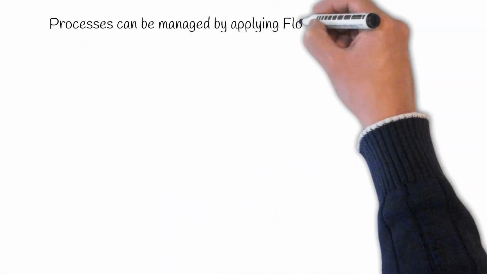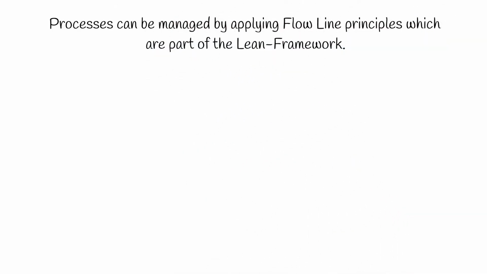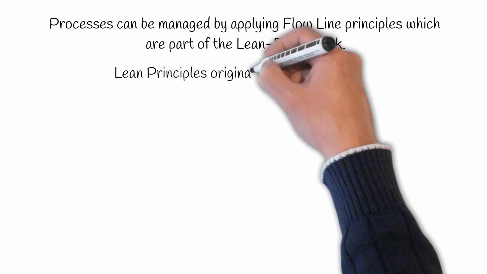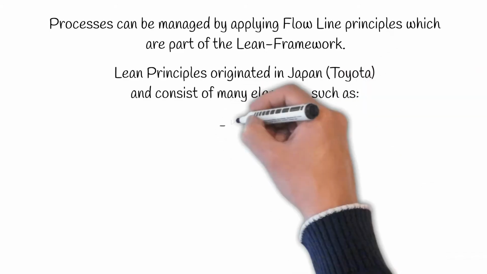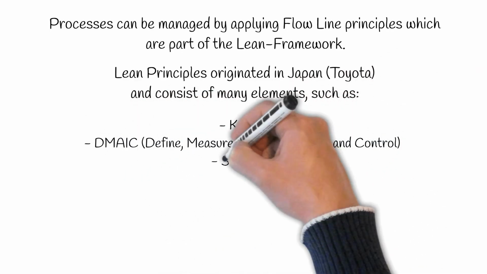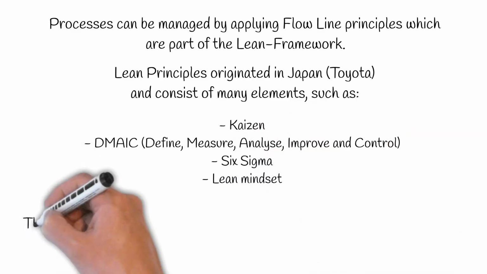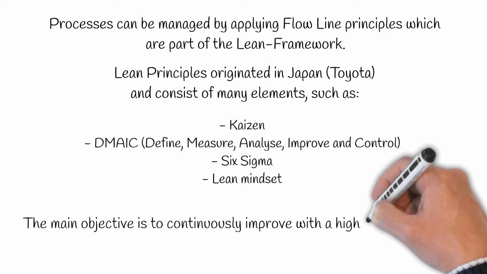Let's move on to flowline principles. Processes can be managed by applying flowline principles, which are part of the Lean framework. Lean principles originated in Japan with Toyota and consist of many elements, such as Kaizen, DMAIC, Six Sigma, and a lean mindset. The main objective is to continuously improve with a high customer focus.